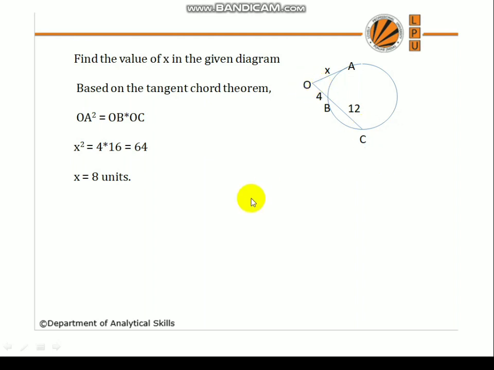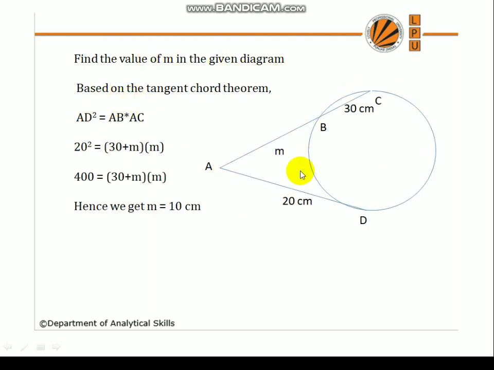Let's see some more problems using the same property. Find the value of M in the given diagram. Again using tangent chord only. So here AD square is equal to AC into AB. So what is AD square? 20 square. What is AB? M. What is AC? M plus 30. So 20 square is equal to (30 plus M) into M.